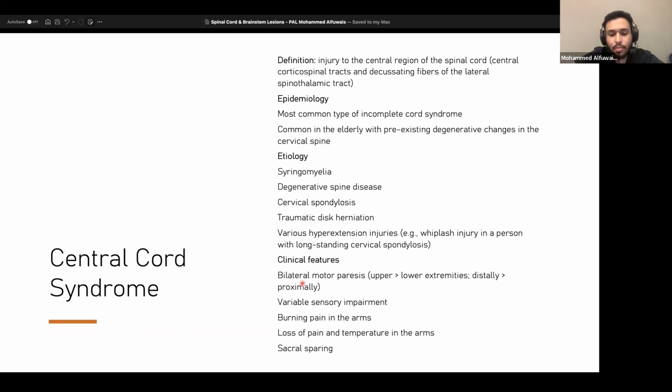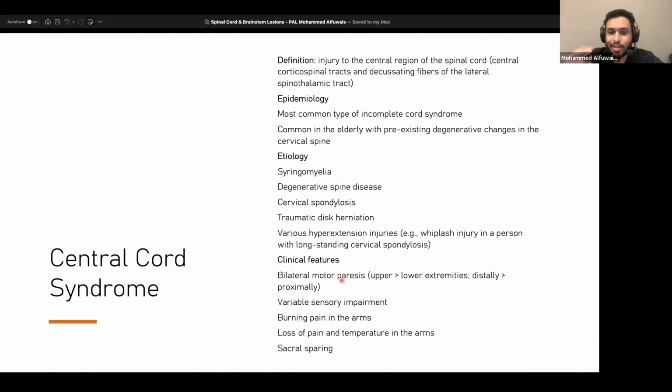Now, the features, again: bilateral motor paresis, which would be a flaccid paralysis because it affects the anterior gray horn cells. Variable sensory impairment, typically a loss of bilateral pain and temperature sensations. And you might have burning pain in the arms because of radiculopathy. You don't need to remember this one typically. You need to remember pain and temperature loss in the arms, sacral sparing, and bilateral motor paresis. These are three things you need to know.